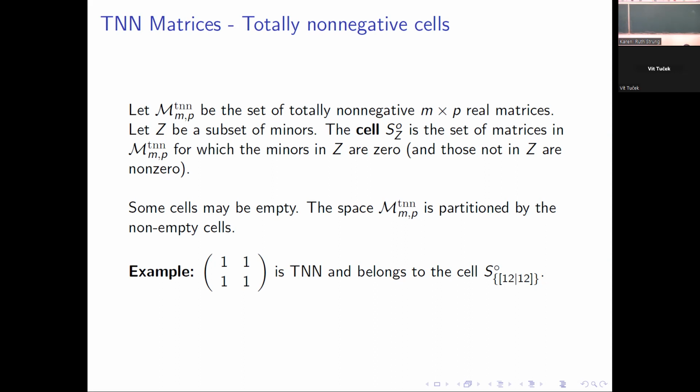All right, so I gave you an example. This is clearly a totally non-negative matrix, and its only zero minor is the 2 by 2 determinant, so it belongs to the cell associated to just the determinant here. Okay?